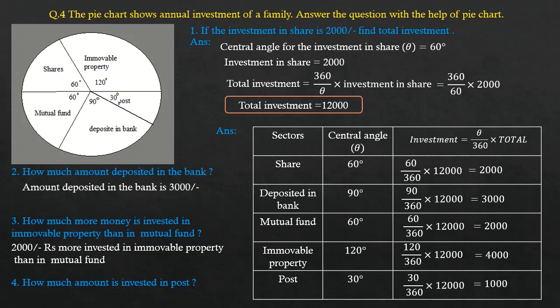This is the answer for question number 3. Question number 4: how much amount is invested in post? पोस्ट में हमने 1000 रुपीज इन्वेस्ट किया है. So we'll write: amount invested in post is 1000 rupees. So first read all the questions, and depending on that you can write your answers. So this is the answer for all questions of main question number 4.